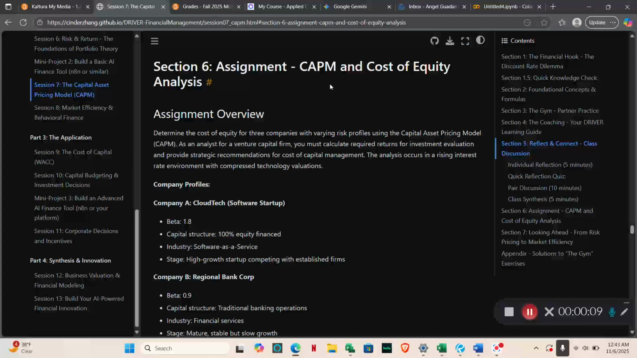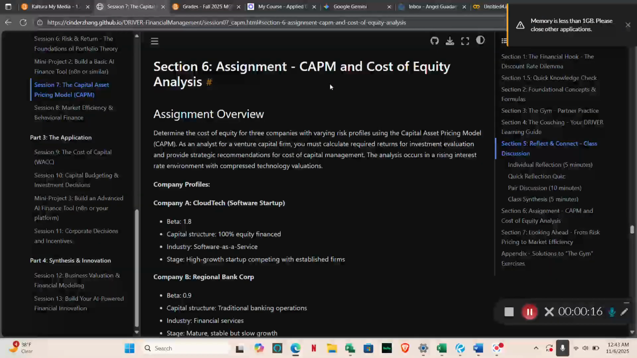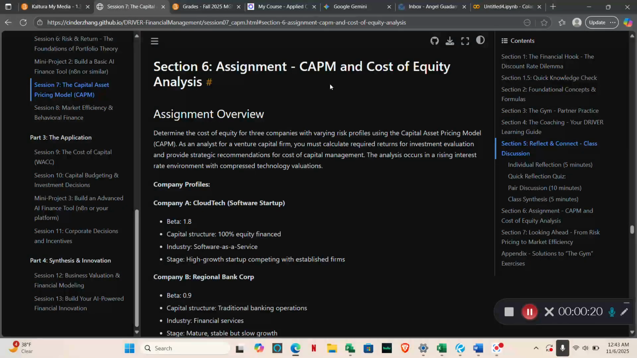So basically we have to determine the cost of equity for 3 different companies with varying risk profiles using the Capital Asset Pricing Model, known as CAPM. As an analyst for a venture capital firm, we must calculate required returns for investment evaluation and provide strategic recommendations for cost of capital management. The analysis occurs in a rising interest rate environment with compressed technology valuations.